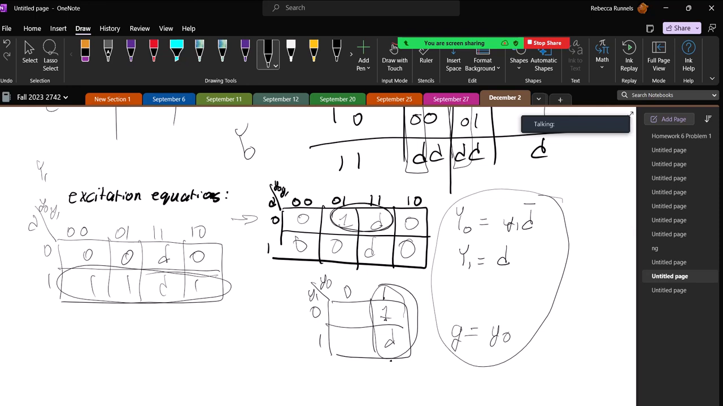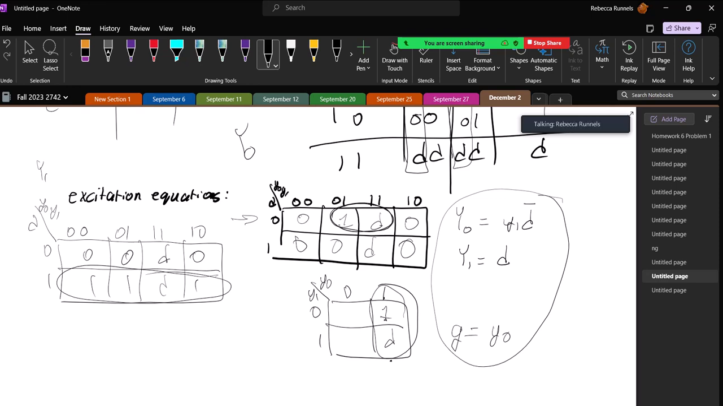So D not is 0, right? And D is 1. D bar is 0, right? Yes. I did 0 and 1 for the transitions between states. So could I have just said on an exam capital Y0 equals little y1 and 0? No, you need to give it a name. It seems like it would work the same, but you're going to want to say what the input is.